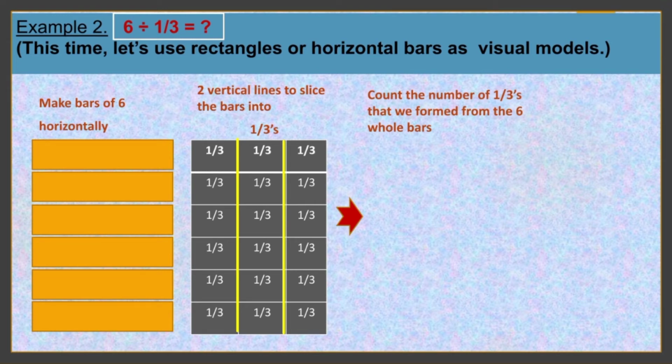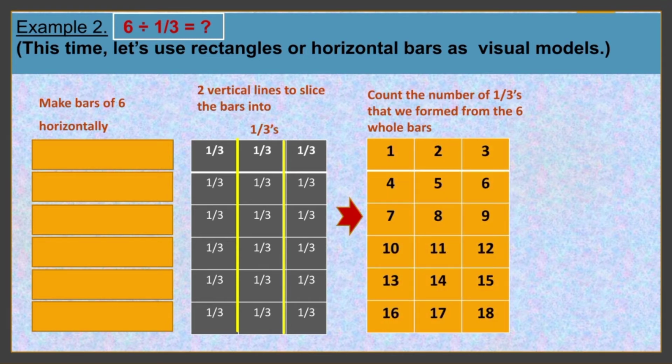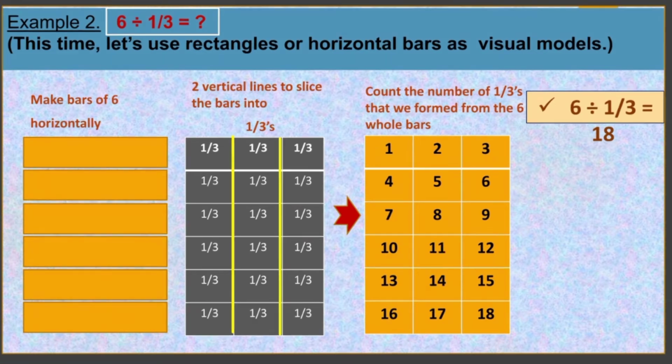Let's count the number of 1/3s that we formed from the 6 whole bars. 1, 2, 3, 4, 5, 6, 7, 8, 9, 10, 11, 12, 13, 14, 15, 16, 17, 18. A total of 18 1/3 sizes. From there, we have solved the problem. 6 divided by 1/3 is equal to 18. You can have 18 1/3 sizes from 6 whole parts.